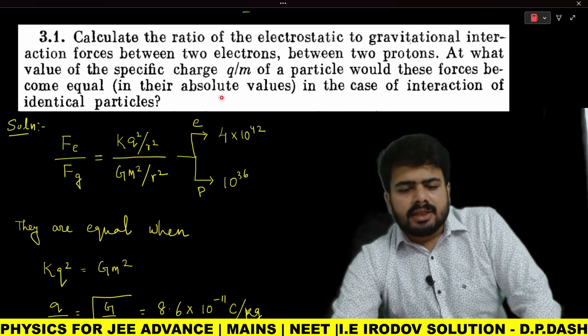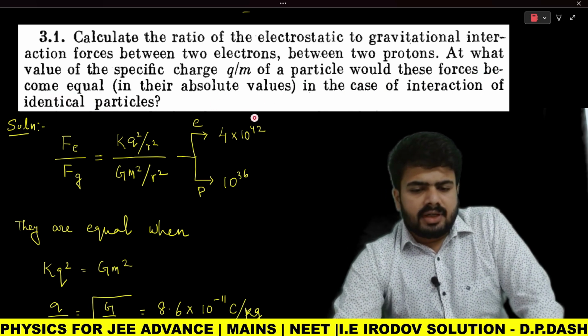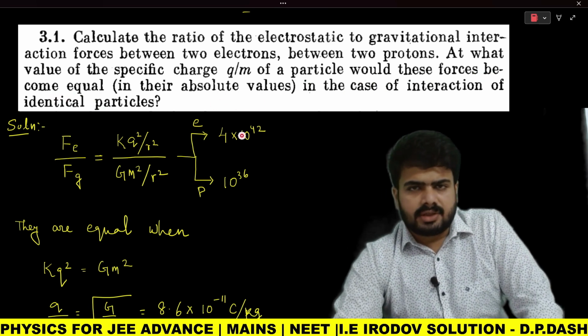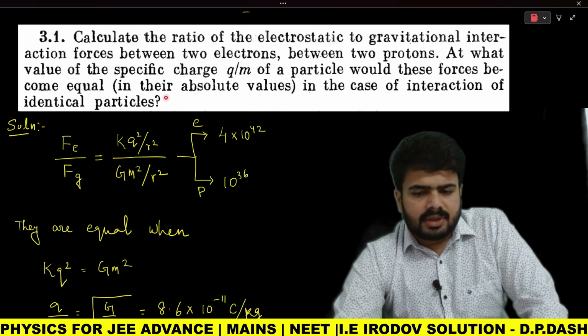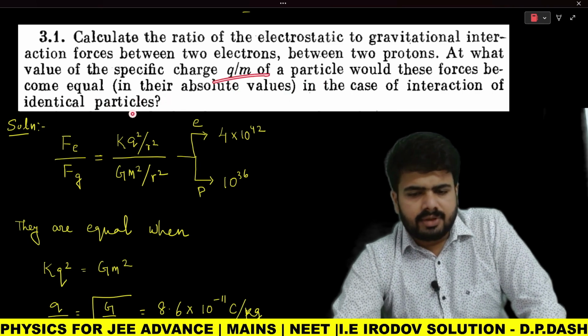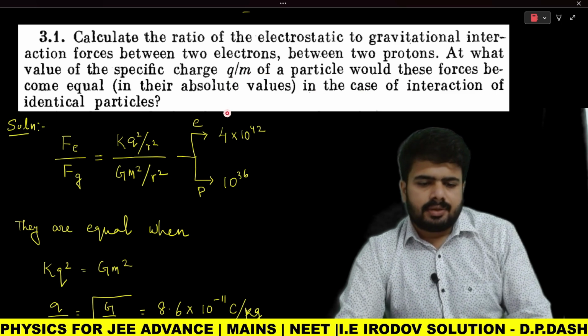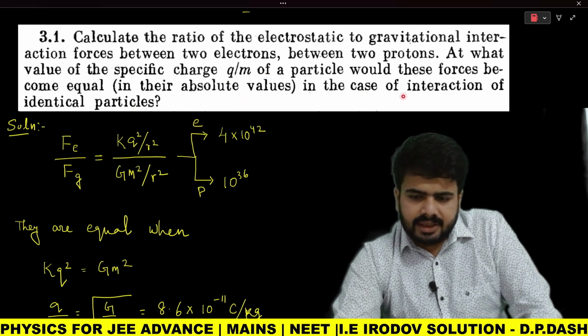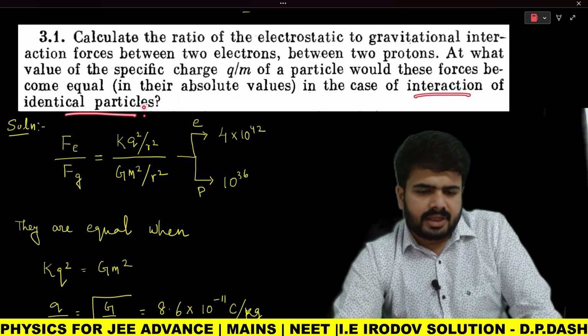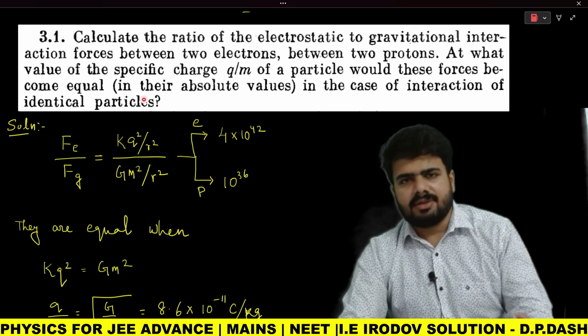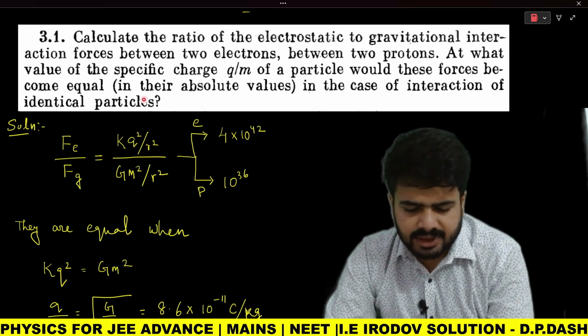So these two forces, the gravitational force and the electrostatic force, need to be equal. Then you have to calculate the value of this q by m. It is also given that in the case of interaction of identical particles, the particles are identical, meaning their masses are the same, which you have to consider.